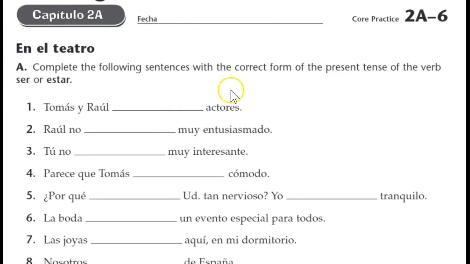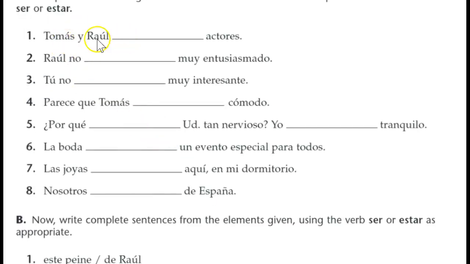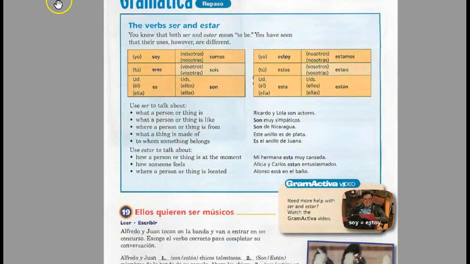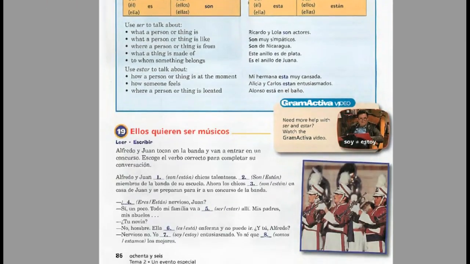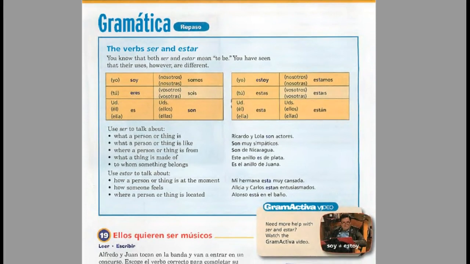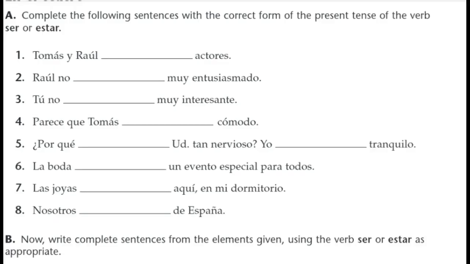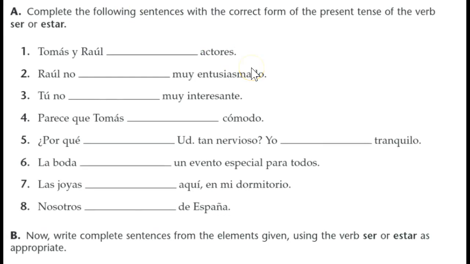En el teatro, in the theater. Complete the following sentences with the correct form of the present tense of the verb ser or estar. You got to choose which one you're going to use. Tomás y Raúl, actores. Now, if you don't understand what to do, look at page 86 of your textbook. It's right there. Ser, estar, and what they're used for. Ser and estar. Each one has a specific meaning. You can't just use them interchangeably.